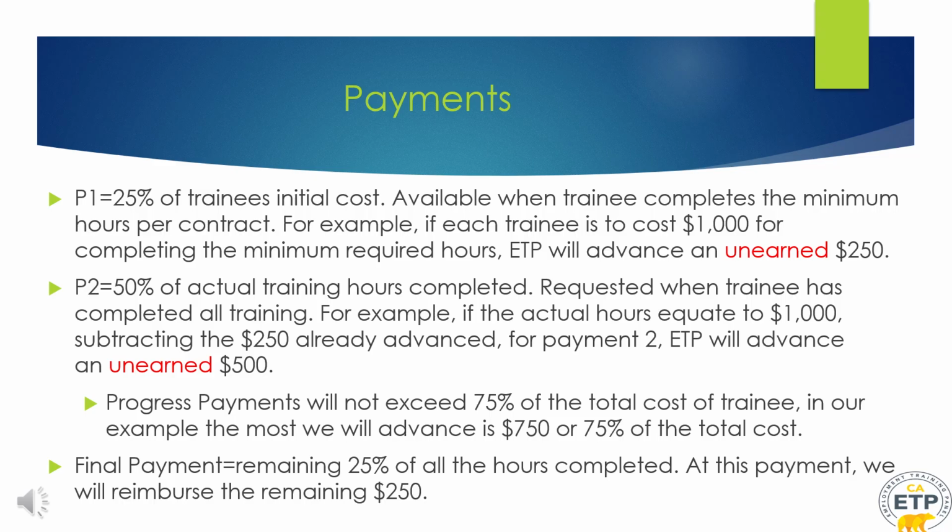It's all here based on a good example, and notice that Payment 1 and Payment 2 are both unearned payments, which you can choose to have processed for credit only, and choose to get paid at your final payment once we've done a final review of your trainee meeting all contract requirements.